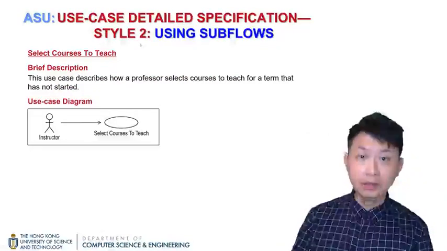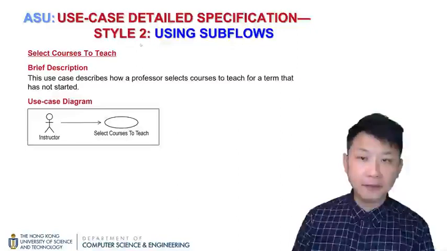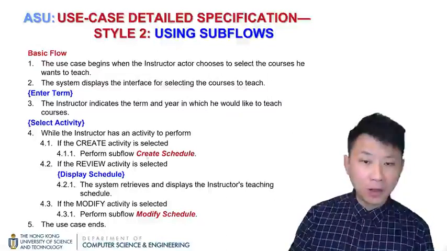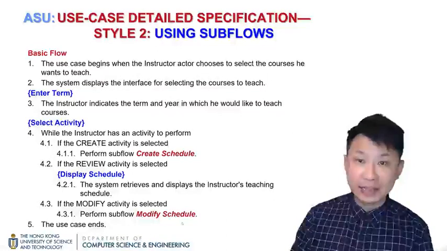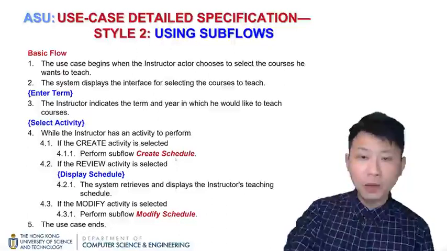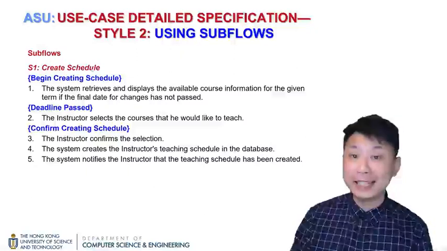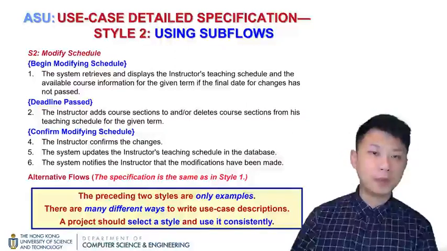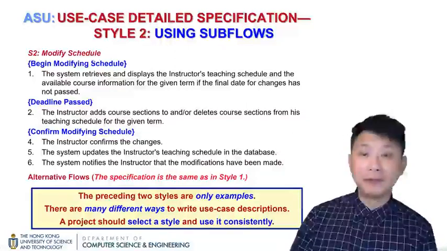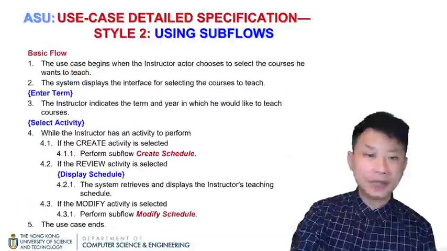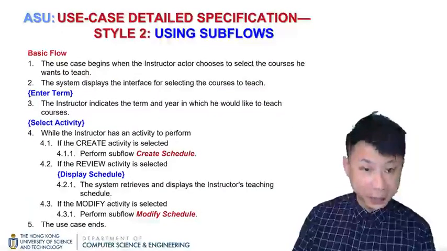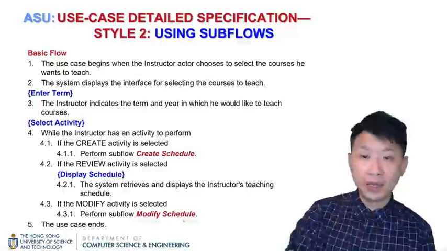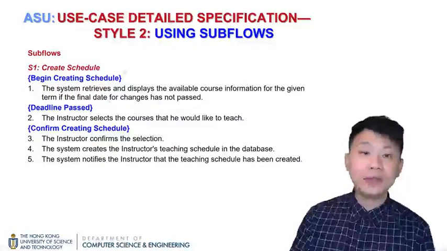And in style number 2, we are writing use case specification with subflow. So now you can see that in the flow of events, we have two subflows. One is called create schedule and another one is called modify schedule. The flow of events within create schedule will be placed under the subflow for create schedule. And you can see that these are the things that we do for creating schedule. And then the segment of events for modifying schedule will be placed under the subflow modify schedule. And now you can see that the basic flow is easier to read because it's simpler. And if you want to know the details within create schedule and modify schedule, you can always go into the subflow and see the flow of events within the subflow.